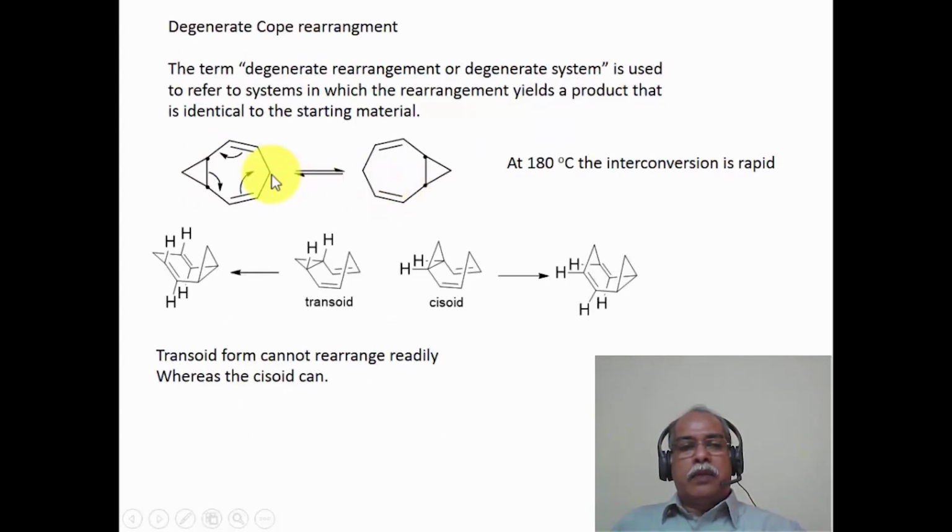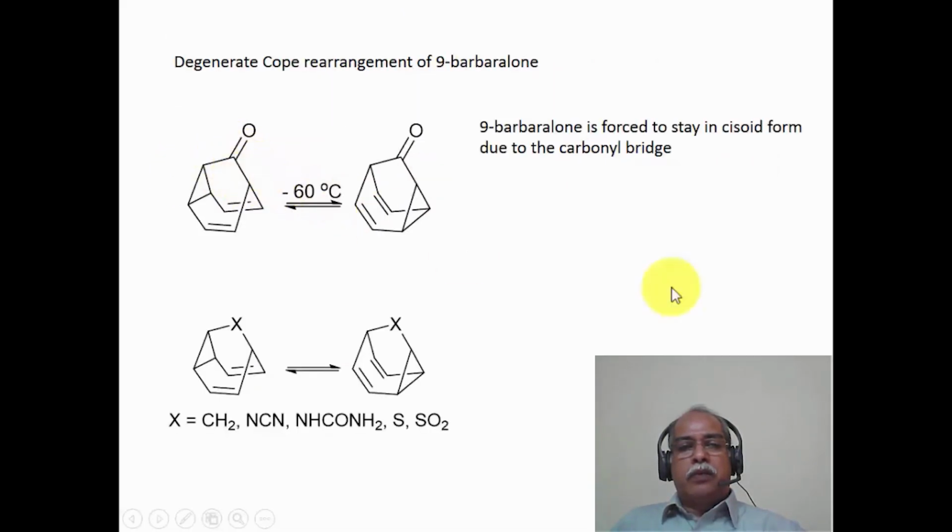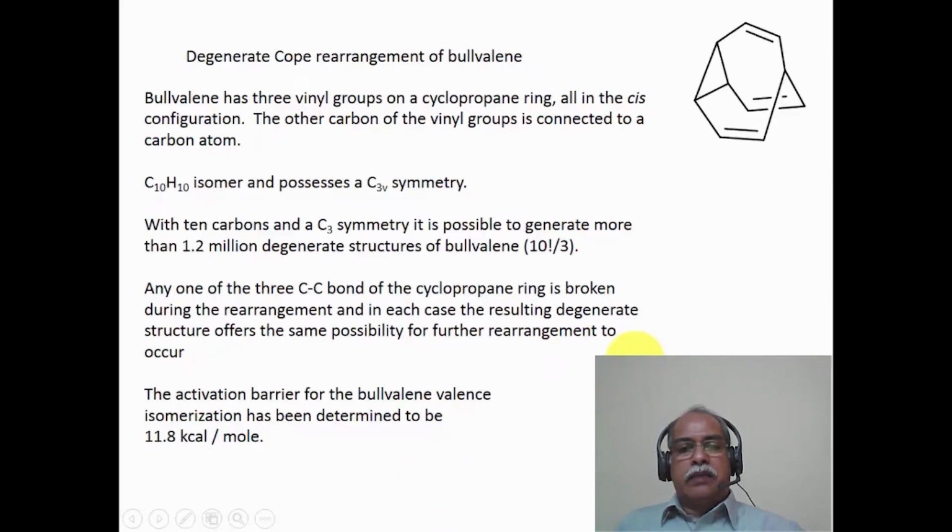In other words, these two carbons, namely this particular carbon here and this carbon here, are tied together using a carbonyl functional group. 9-Barbaralone undergoes a degenerate rearrangement quite readily. Even at minus 60 degrees, this molecule undergoes a very rapid 3,3 sigmatropic rearrangement, which is a degenerate rearrangement. It is not specific only to 9-barbaralone. Several heteroatom-substituted as well as carbon-substituted derivatives undergo the degenerate rearrangement quite readily, whether you have the N-cyano or the carbamate kind of derivatives, or where X is sulfur or sulfur dioxide. They all undergo the 3,3 sigmatropic rearrangement quite readily in this system.